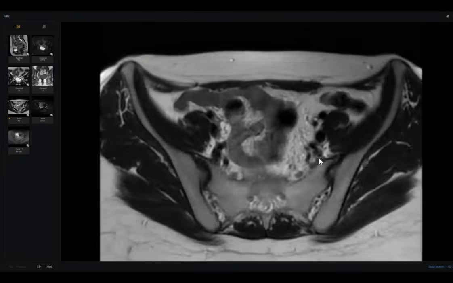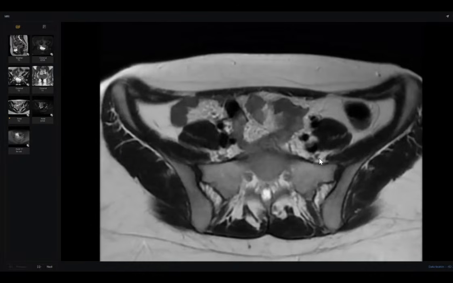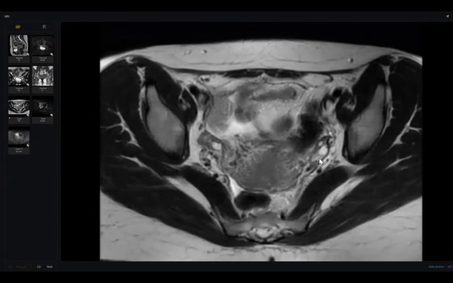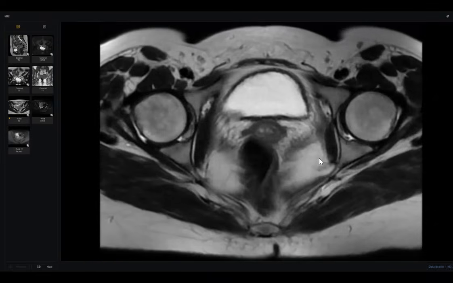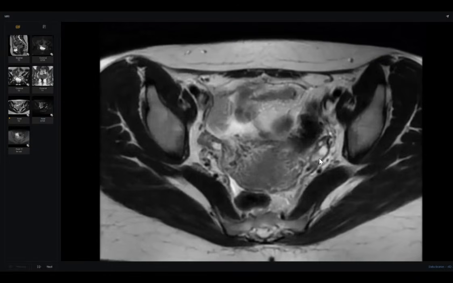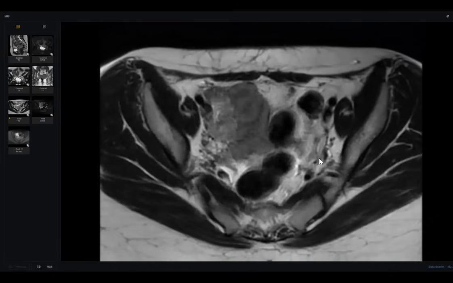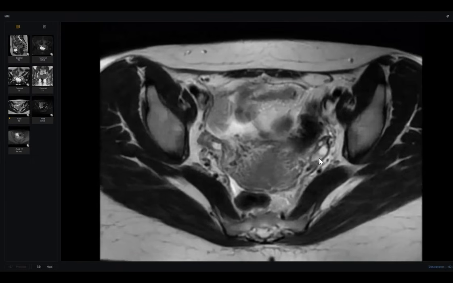On these images, I am not able to see any significant finding. I can see that the left ovary is appearing normal. Checking the right ovary, the right ovary is also appearing normal. So I would like to see the uterus. I would like to see it better on the sagittal images if available for this patient.